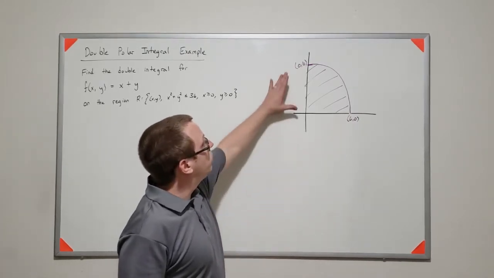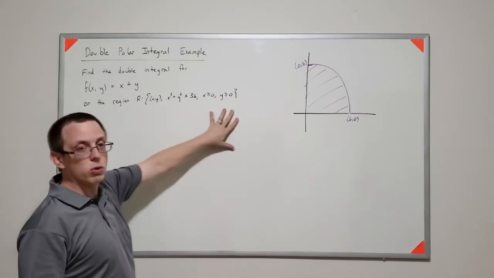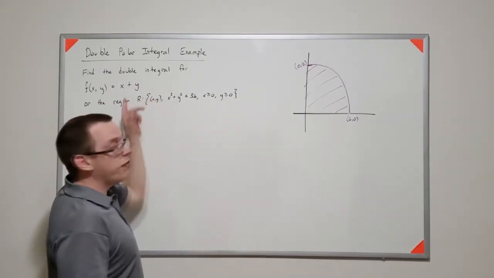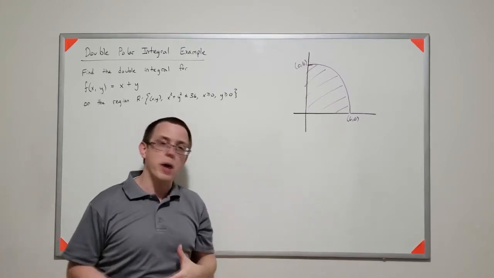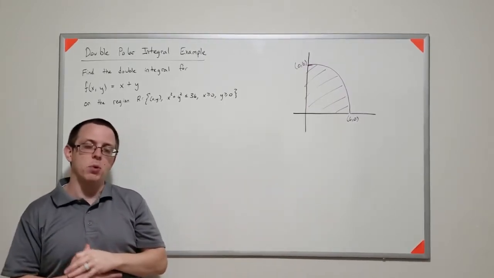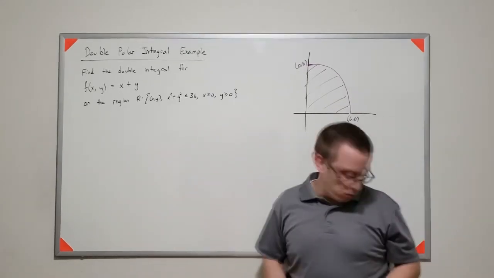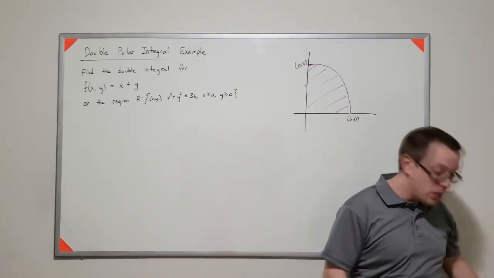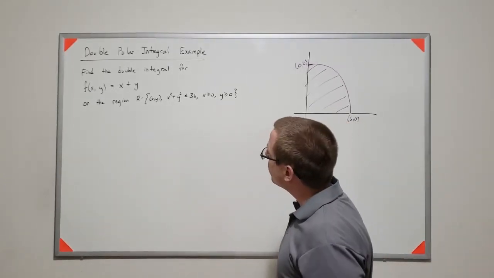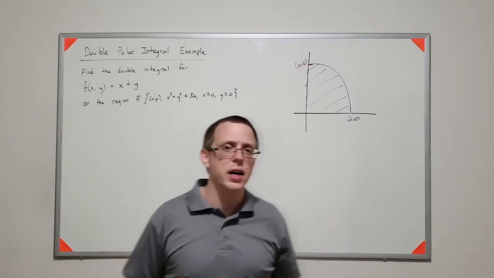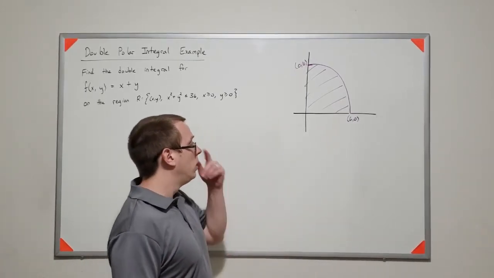All right, so what this tells me is that I want to do a polar integral. Now, I could do this integral the standard way. In fact, for this particular one, I might consider doing it the standard way, but let's use it as an example to do a polar integral. What I want to do is define my limits on r and my limits on theta.